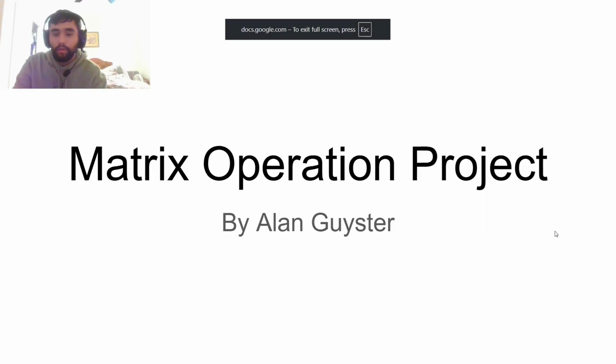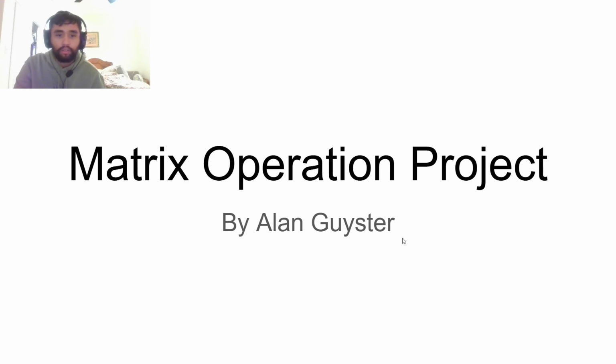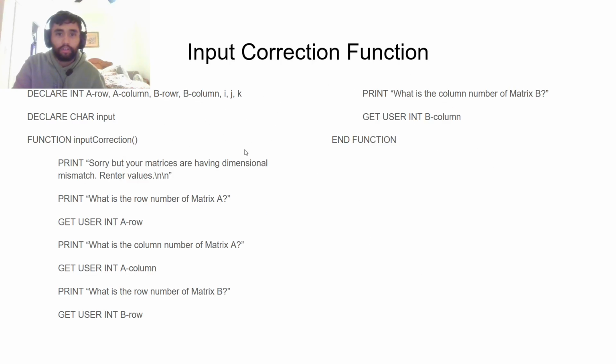Okay. I am Alan Geister, and this is my pseudocode for my matrix operation project. So this is the input correction function. This only ever gets called when an error condition has been fulfilled, and it basically asks the user to re-enter values for the row number and column number of matrices A and B for options addition, subtraction, and multiplication.